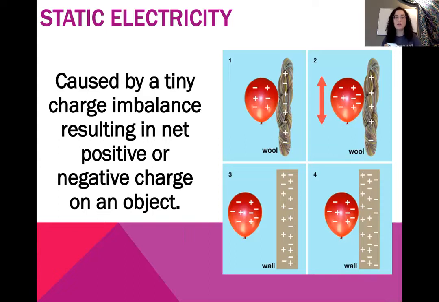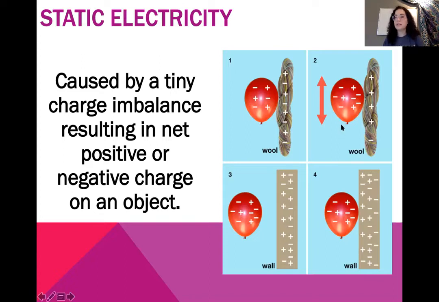So, looking at our pictures over here, in picture number 1, you can see that both the balloon and the wool have a balance of positive and negative charges. The balloon has 1, 2, 3 positive and 1, 2, 3 negative. That means that its overall charge is 0. Same thing with the wool. The wool has 4 positive, 4 negative, overall 0 charge.